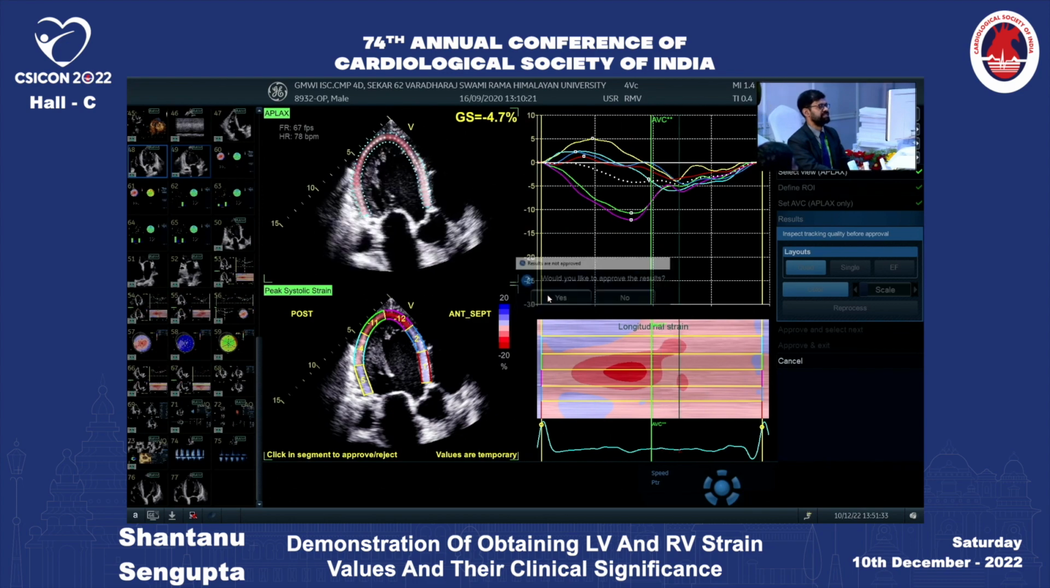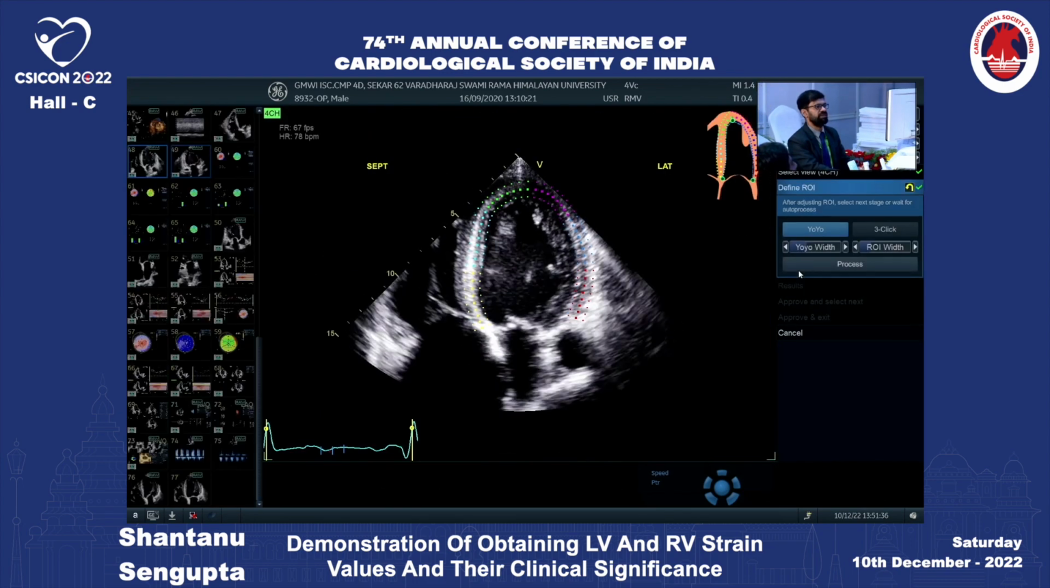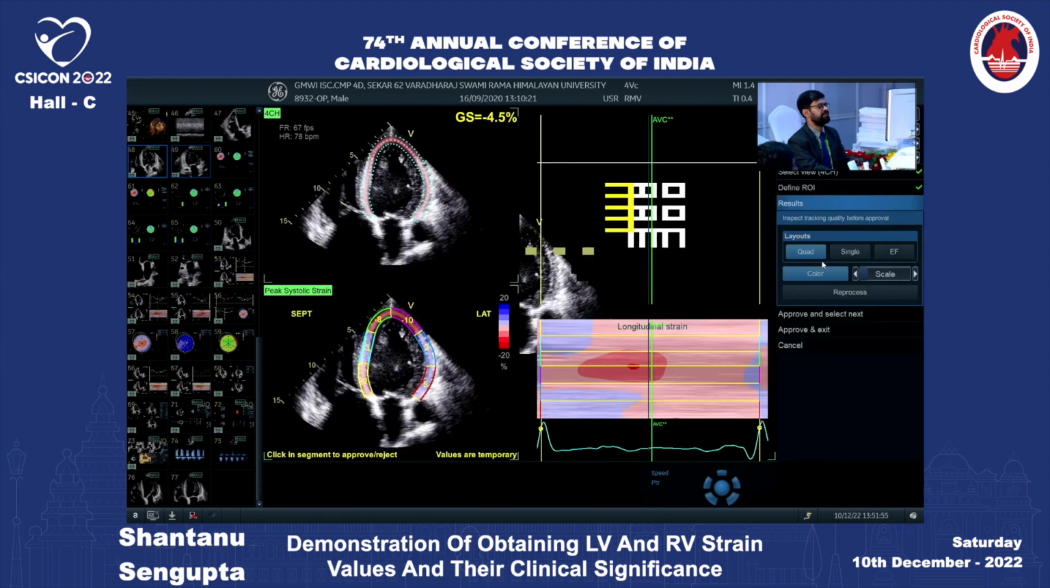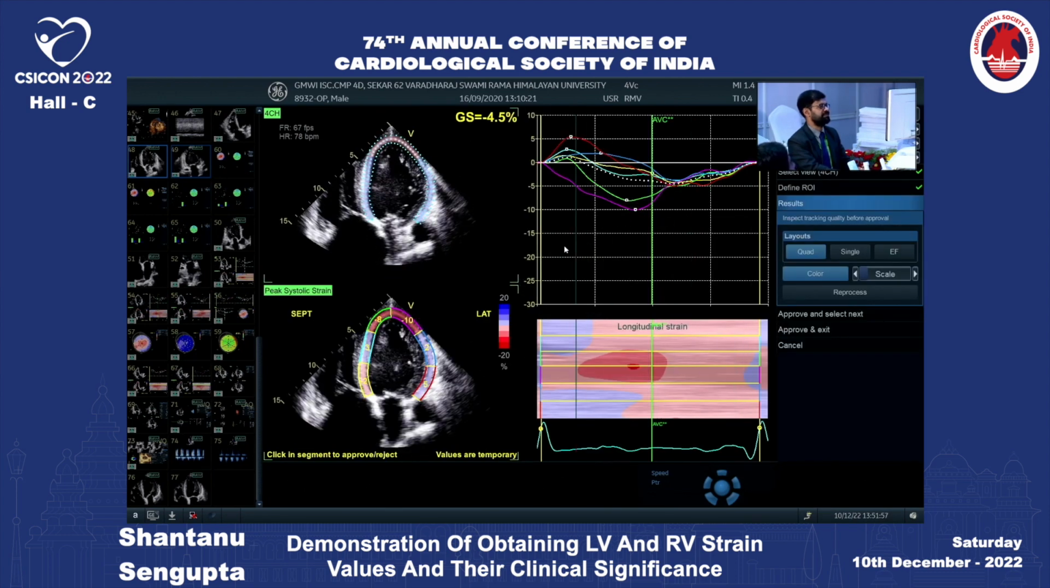I will do the same thing in apical 4 chamber view. I will approve this slide. It will again ask me the references. This is the septum, this is the lateral wall, base and the apex, and I have to adjust a little bit. It is a poor LV, almost a globular LV, and I will process it, and it gives me more information, similar pattern.